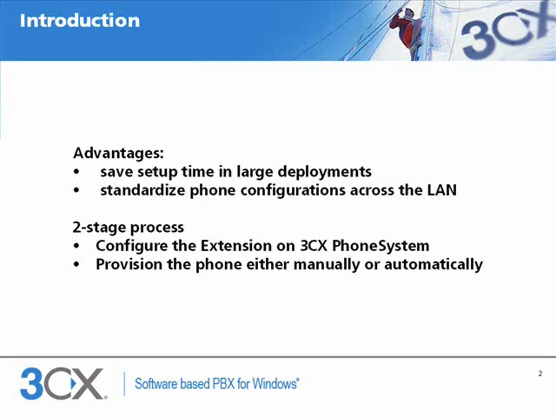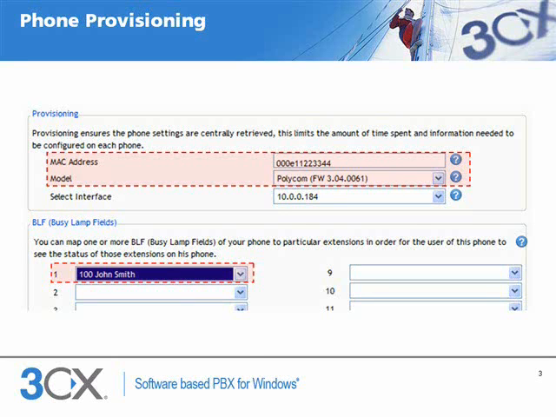Provisioning your phones may help you save setup time in large deployments. This is typically a two-stage process. The first stage, where we tell the PBX what model of phone we want to provision, and the second stage, where we tell the phone where to retrieve its settings from. In the Provisioning tab, we simply need to enter the MAC address of the phone and the model.